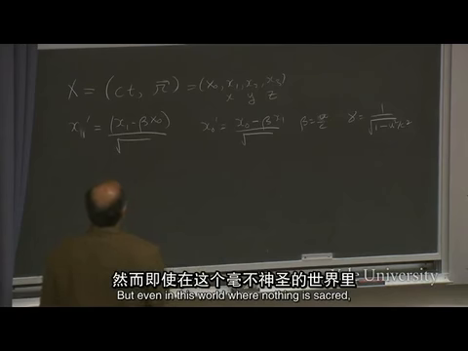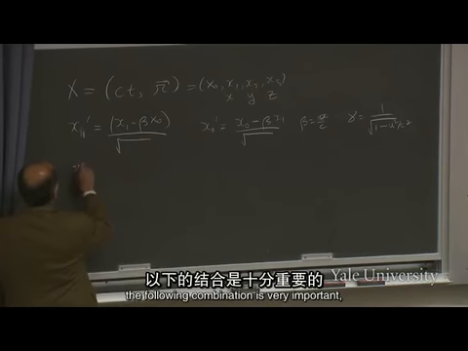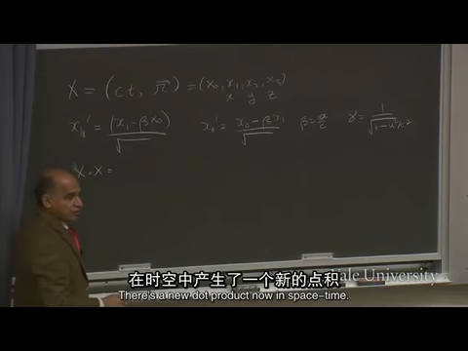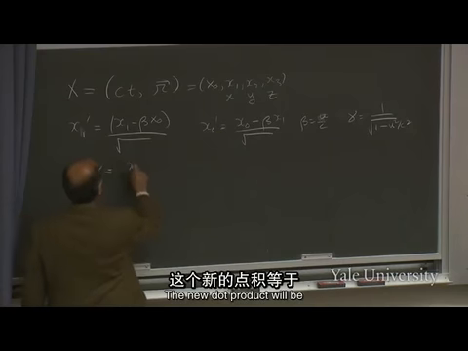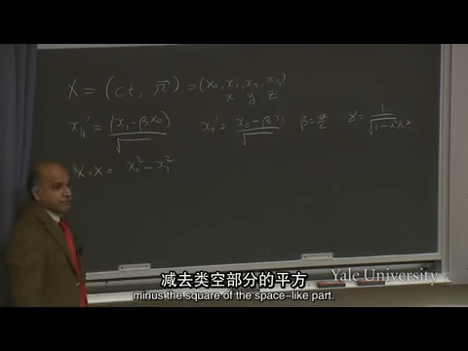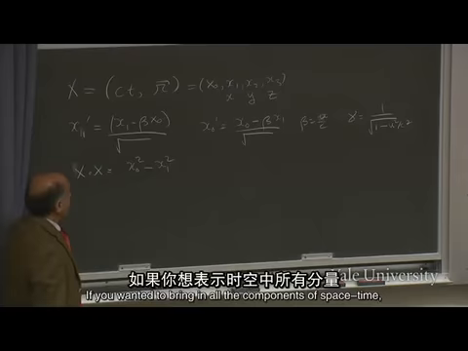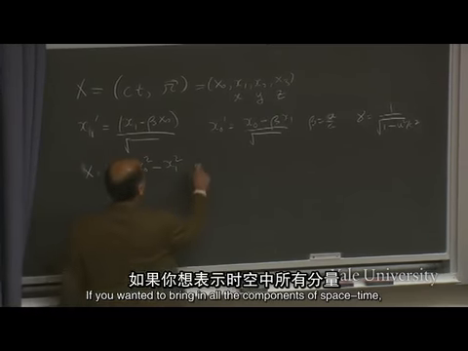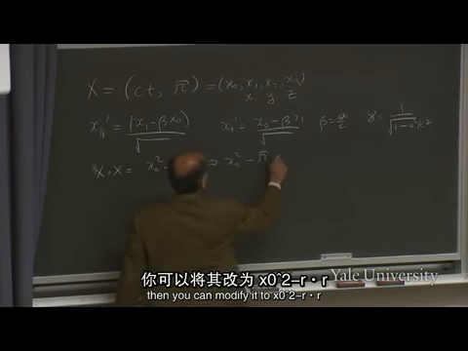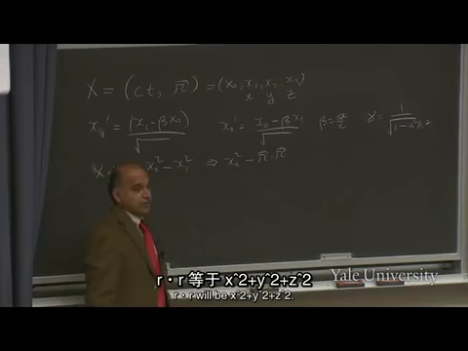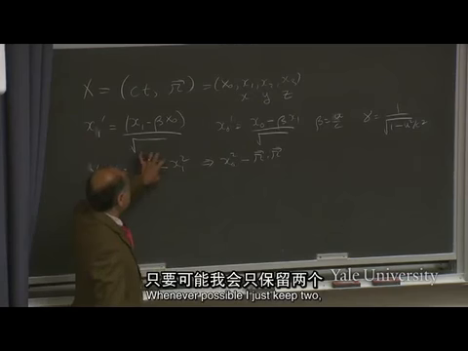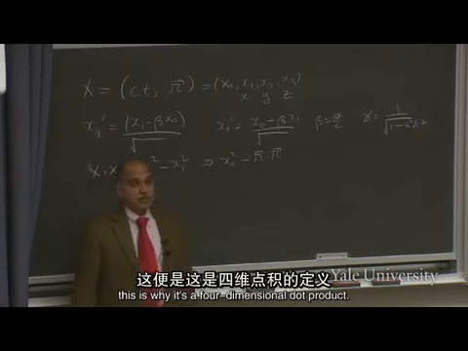But even in this world where nothing is sacred, the following combination is very important, which we denote as x dot x. There's a new dot product now in space-time. The new dot product will be the square of the time-like part minus the square of the space-like part. If you wanted to bring in all the components of space-time, then you can modify it to x naught squared minus r dot r. r dot r will be x squared plus y squared plus z squared. So you can use either notation. Whenever possible, I'll just keep 2, but you've got to remember, this is why it's a 4-dimensional dot product.